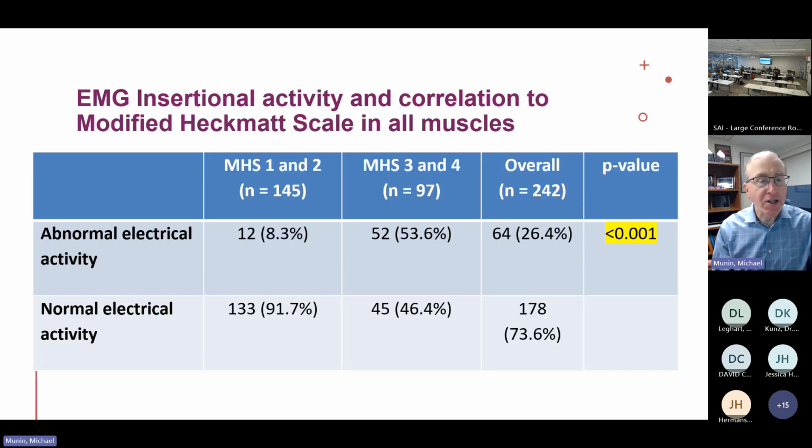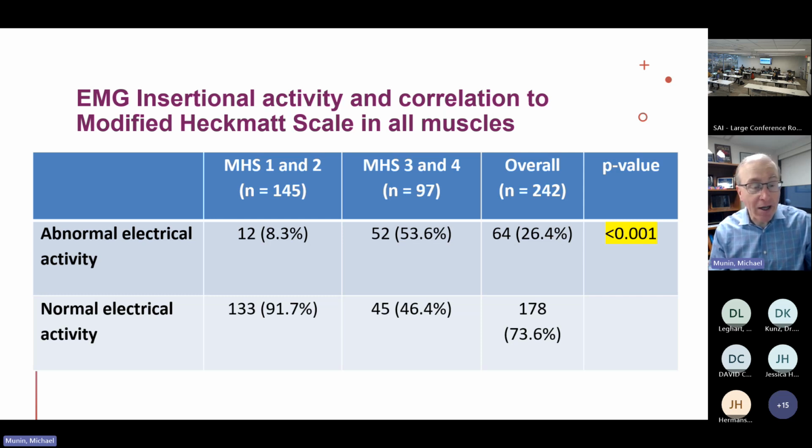So what did our data show us? So on the x-axis here, you see the two groups, MHS1 and 2, MHS3 and 4, on the y-axis, abnormal electrical activity. So everything that I showed you that was abnormal collapsed into one group, or everything that was normal. Let's start with the MHS1 and 2 groups. You see, just as we would have expected, that almost 92% of them had normal electrical activity.